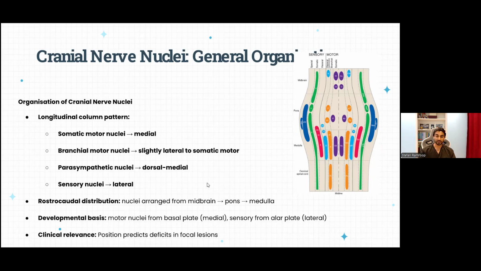Superior and inferior salivatory nuclei, and the dorsal motor nucleus of the vagus, which occupy a position between the motor and sensory columns. Their intermediate location makes them susceptible to tegmental lesions that spare the more medial pathways.